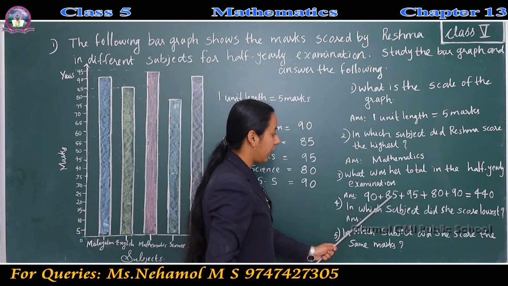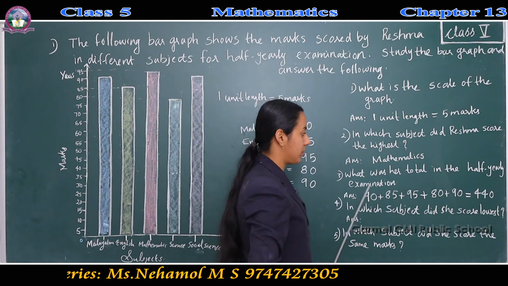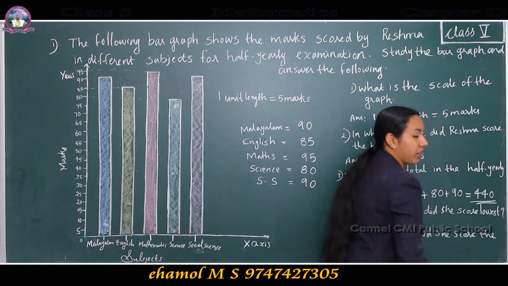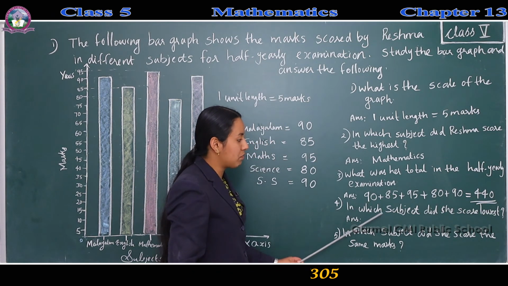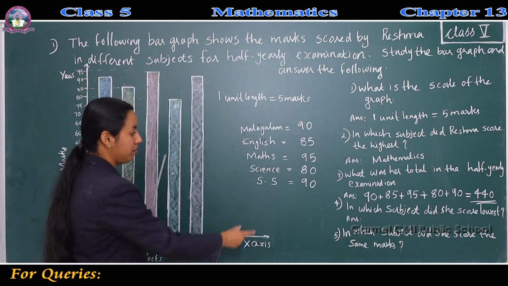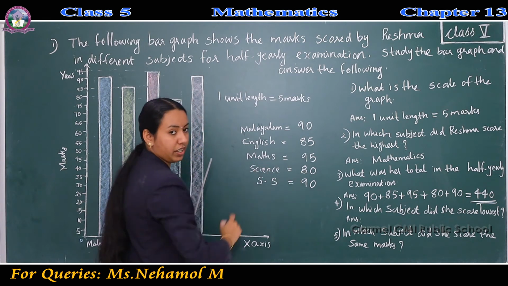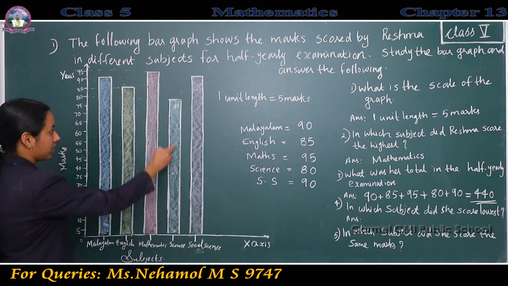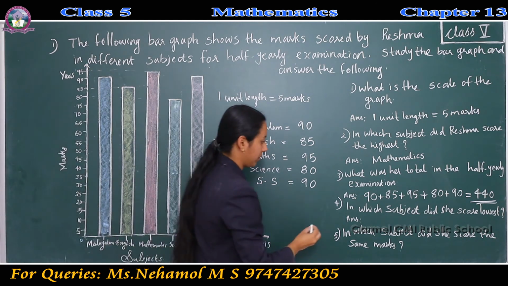90 plus 85 plus 95 plus 80 plus 90, that is equal to 440. Then next question, in which subject did she score lowest? Lowest one, from here we can find Science, 80 marks only. This bar is the smallest one, so Science.